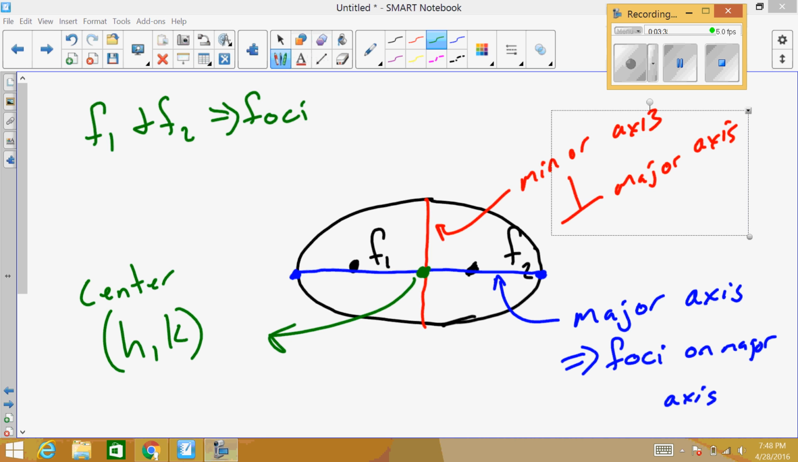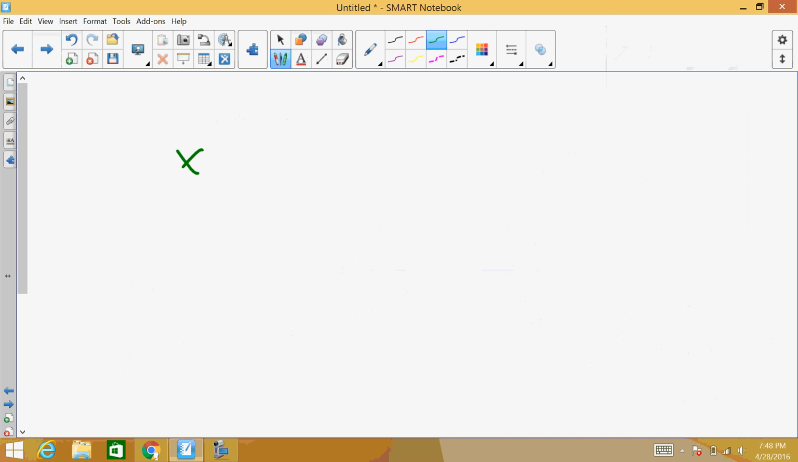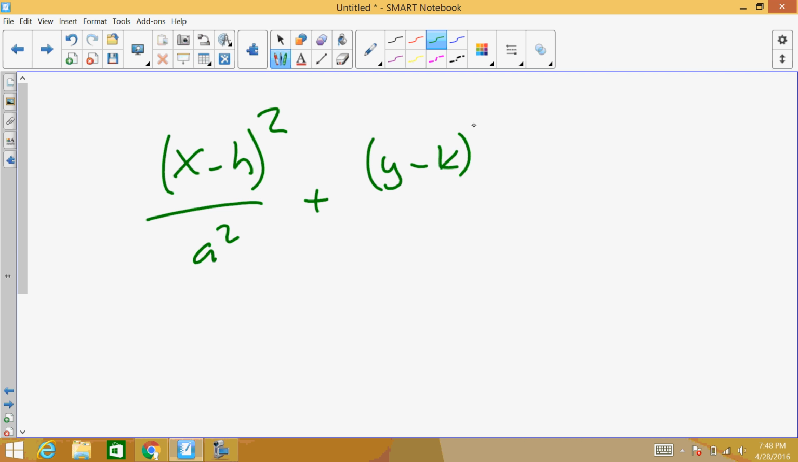Okay, so how does all of this fit in with the standard form of our equation? Well, I'm going to put that back up here. (x minus h) quantity squared over a squared plus (y minus k) quantity squared over b squared equals 1. All right, so we know that h comma k is our center.